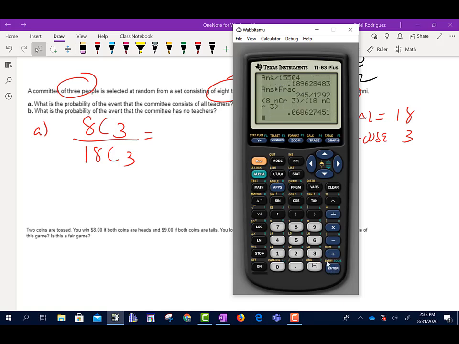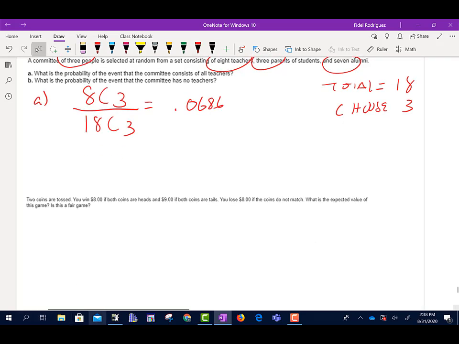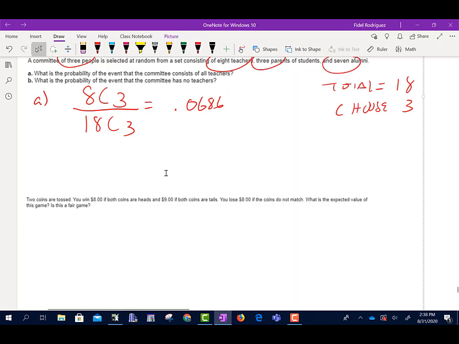and hit enter. And again, if I go to 4 decimal places, 0.0686. I'm going to check to see if it'll let me write it as a simplified fraction. So let's go to a fraction. Will it? 7 over 102. Perfect. 7 over 102.